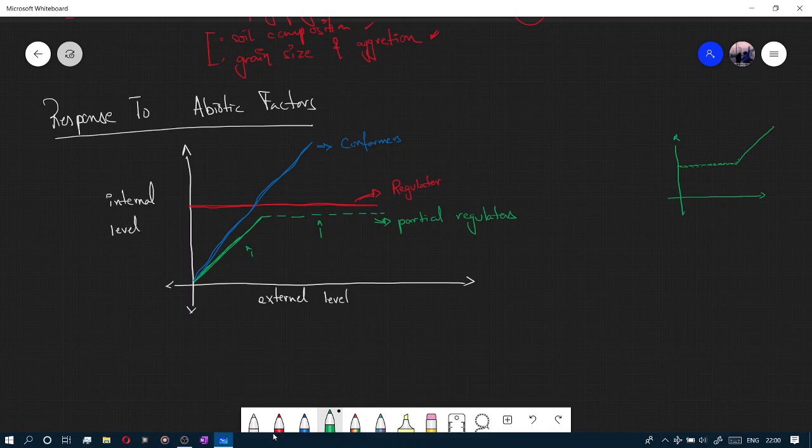So I feel the graph should be this way, but this is NCERT and this is what you should follow. You know it is wrong, but it doesn't matter. In the exam, if they ask you to label these lines, you have to write partial regulators. You cannot write none of these, because it is given in NCERT and you should follow it. That is what I have to say.